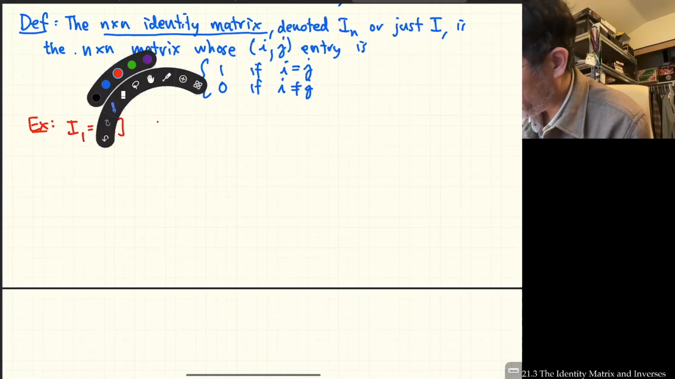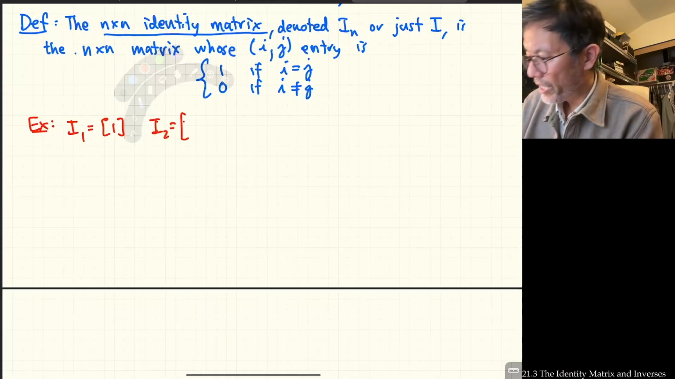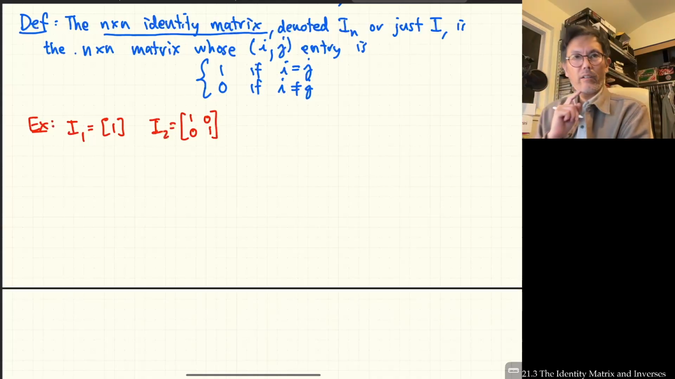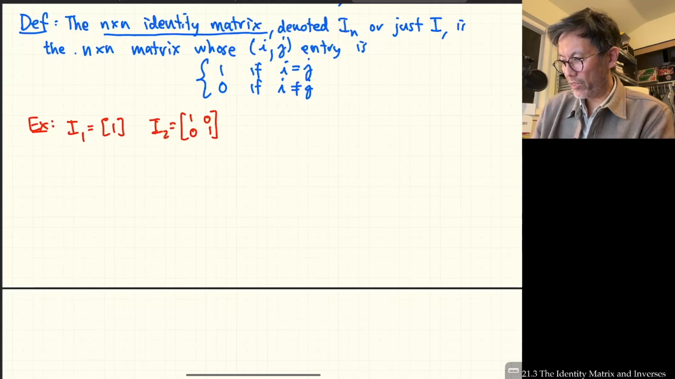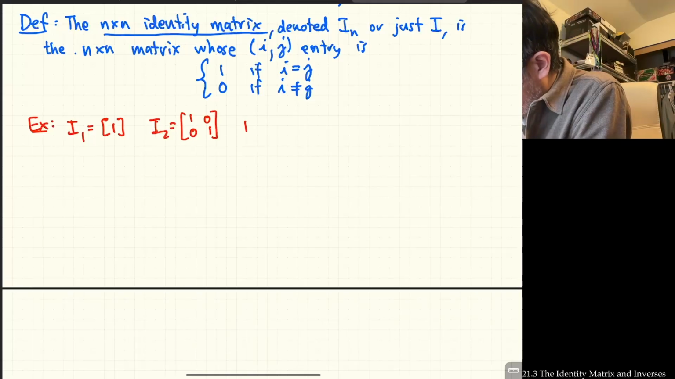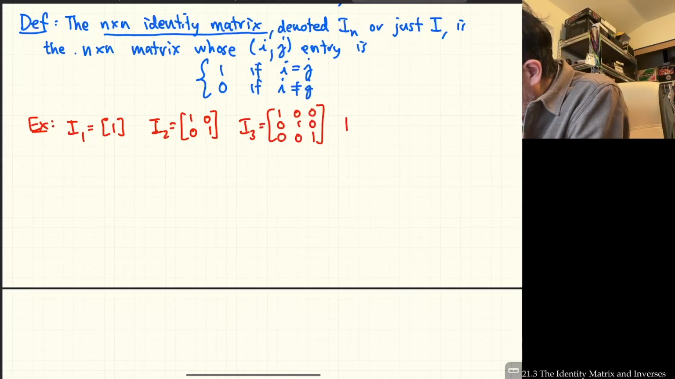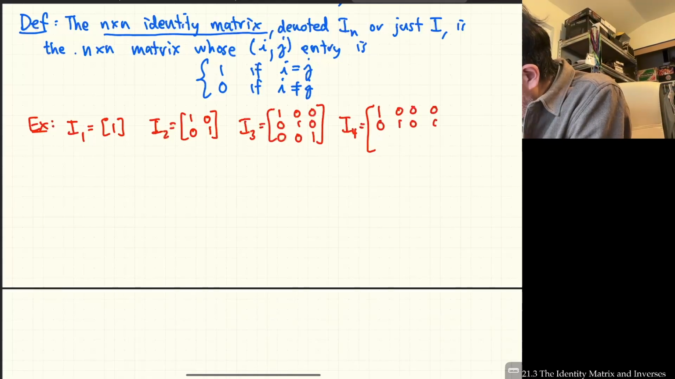That's I1. I sub 2 is a 2 by 2 matrix. It looks like this. Okay? The places where the row index is equal to the column index are here and here. And those are precisely where the ones live. How about I sub 3? Well, that's 1, 0, 0, 0, 1, 0, 0, 0, 1. And I bet you can guess what I sub 4 is. 1, 0, 0, 0, 0, 1, 0, 0, 0, 0, 1, 0, and 0, 0, 0, 1.